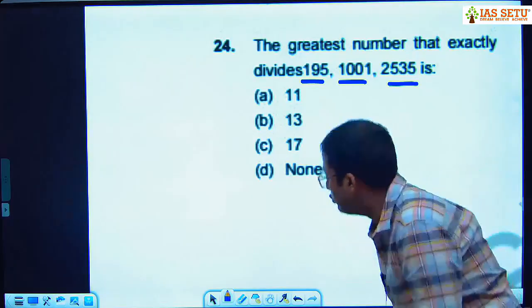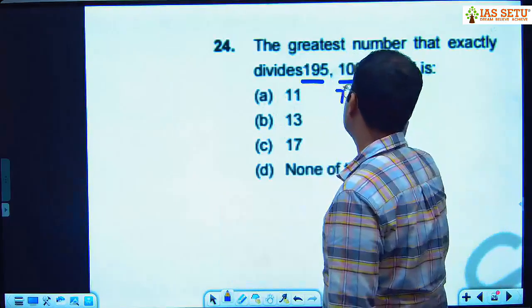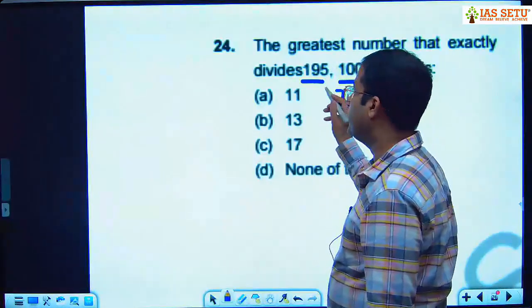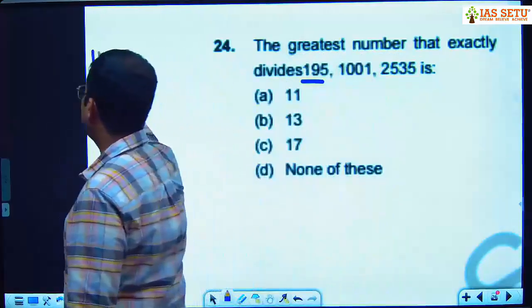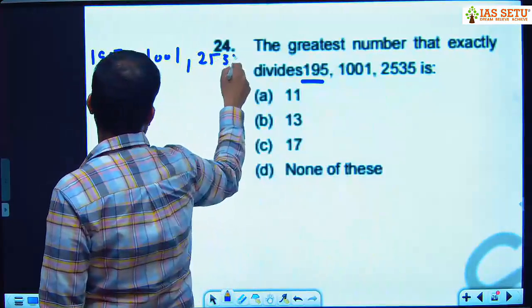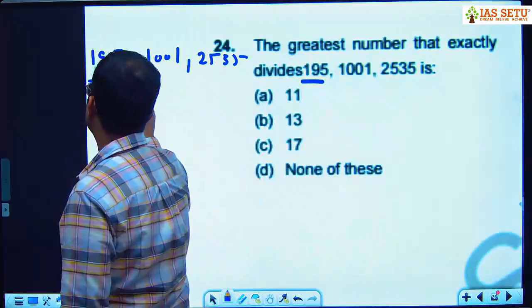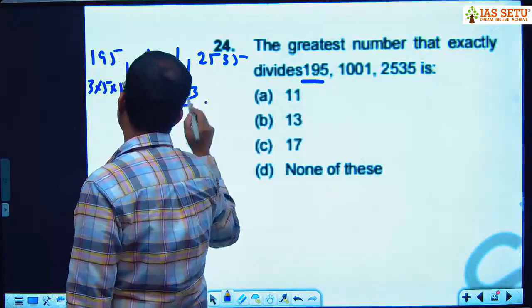So what we can do is break 1001 as 7, 11, 13, and 195 is 15 into 13. So I'll write it here: 195, 1001 and 2535. This is 3 into 5 into 13. This is 7, 11, 13.